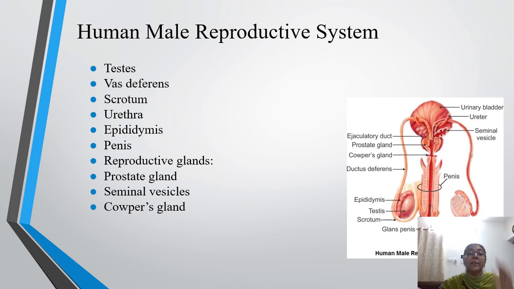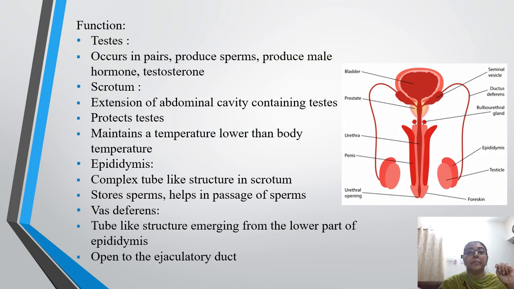First, we will see the human male reproductive system, which comprises a pair of testes, vas deferens, scrotum, urethra, epididymis, penis, and some glands that are related to the male reproductive system. They are the prostate gland, seminal vesicle, and the Cowper's gland. Next, we will see what all the functions are.